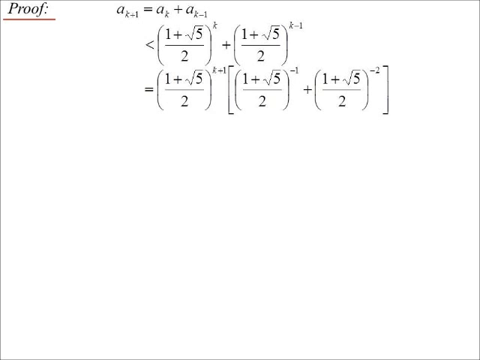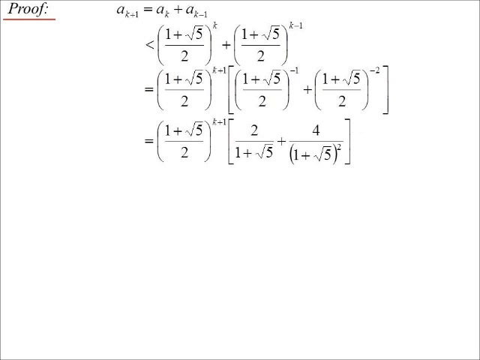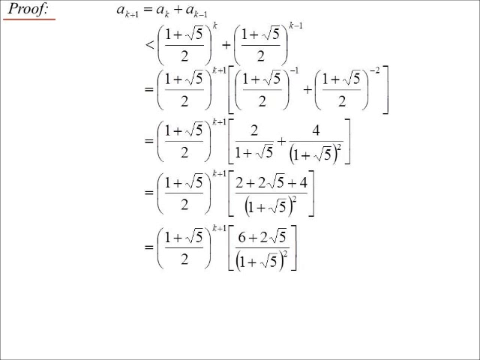Okay. Well, we want to show that this line is less than 1 plus root 5 on 2 to the power of k plus 1. So if it's less than, it would be a multiple less than or equal to 1? Yes. Because if it was 3/4 of it, it would be less than 1 time. All right, let's work it out. Let's see what we get. 2 on 1 plus root 5 is the first one. 4 on 1 plus root 5 squared is the second one. Look what happens. Common denominator, 1 plus root 5 squared.